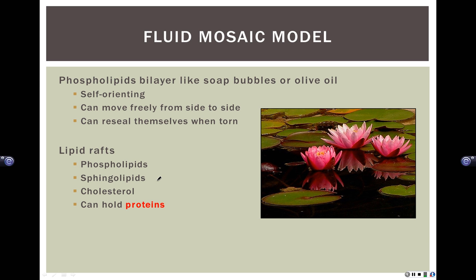And then some of the other things in the little lily pad rafts are cholesterol and sphingolipids. It's not very often you get to say sphingolipid, so I encourage you to take this opportunity. You're among friends. The cholesterol. People often think of cholesterol as just a bad thing. Cholesterol is actually necessary in your cell membranes and other places in your body, just like there's good fats.